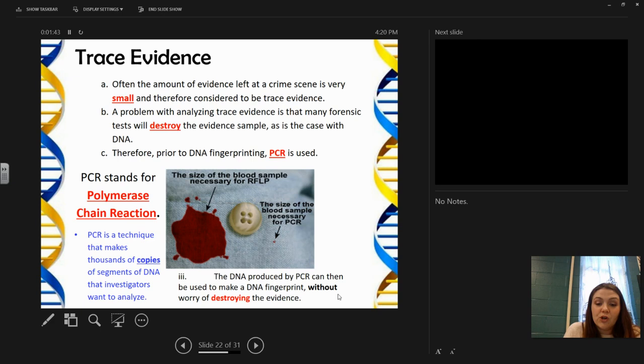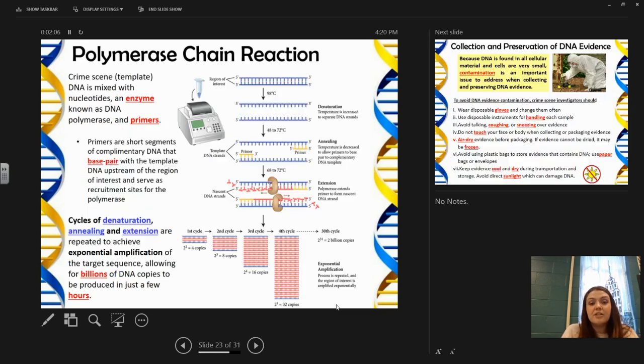The DNA produced by PCR can then be used to make a DNA fingerprint without worrying about it being destroyed, because I have backups now, because I made lots and lots of copies. So most of the time, they're going to do this step first. So we probably won't make it to actually talking about how that DNA fingerprint is made until we are done with the 6 weeks, because CBAs are next week. They kind of interrupt everything. But the first test is usually PCR, which just copies the DNA.